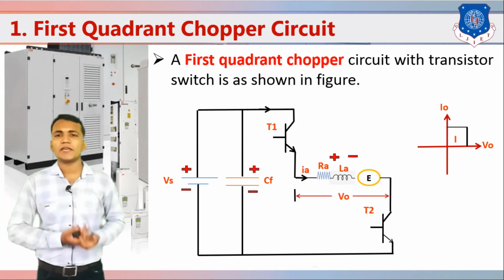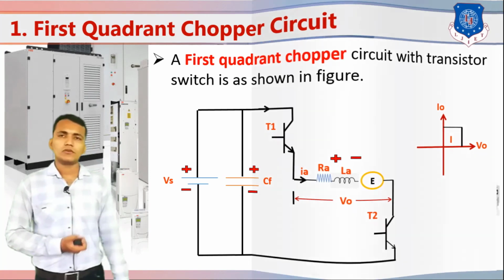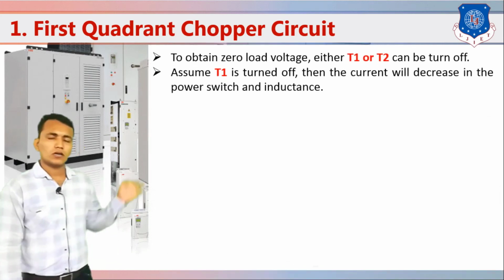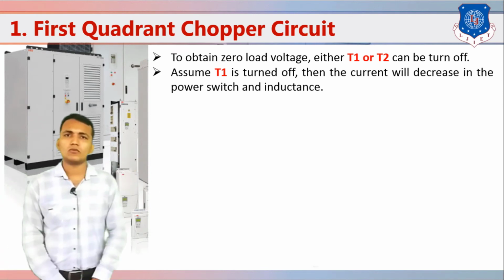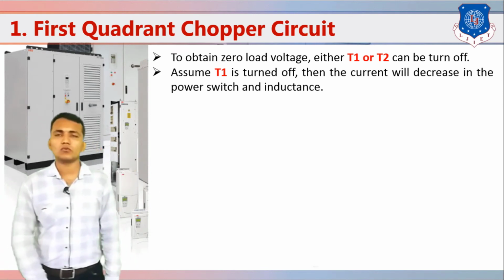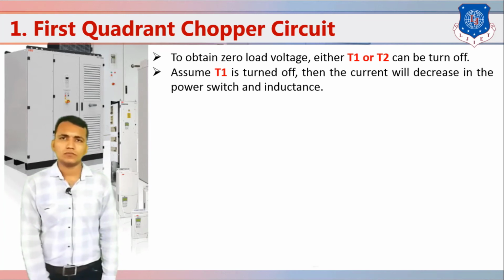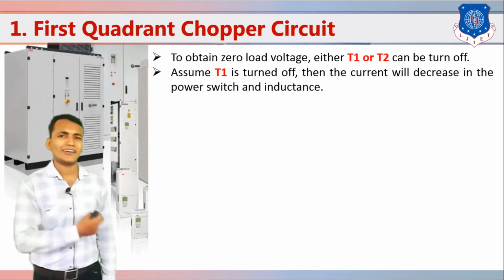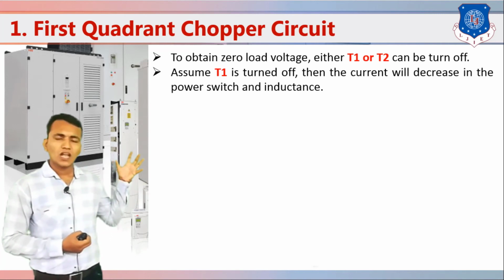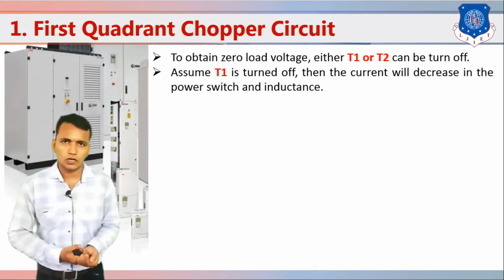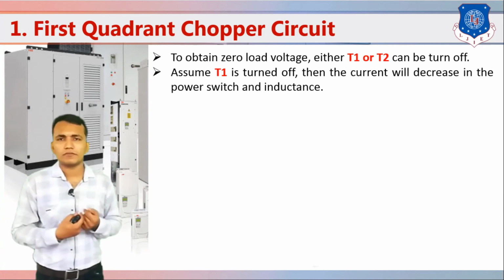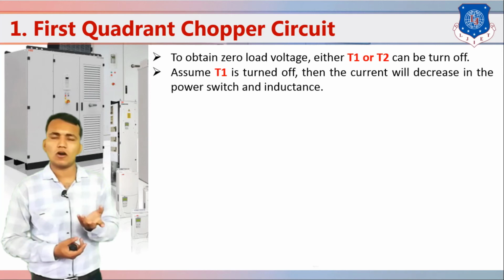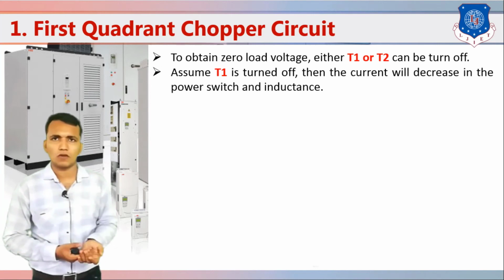Now this will be explained by a waveform. Before drawing the waveform for the first quadrant chopper circuit, we have to discuss how to obtain a zero load voltage. Either T1 or T2 can be turned off. Assume T1 is off, then the current will decrease in the power switch and inductance. So to obtain a zero load voltage, one time T1 will be off and another time T2 will be off.